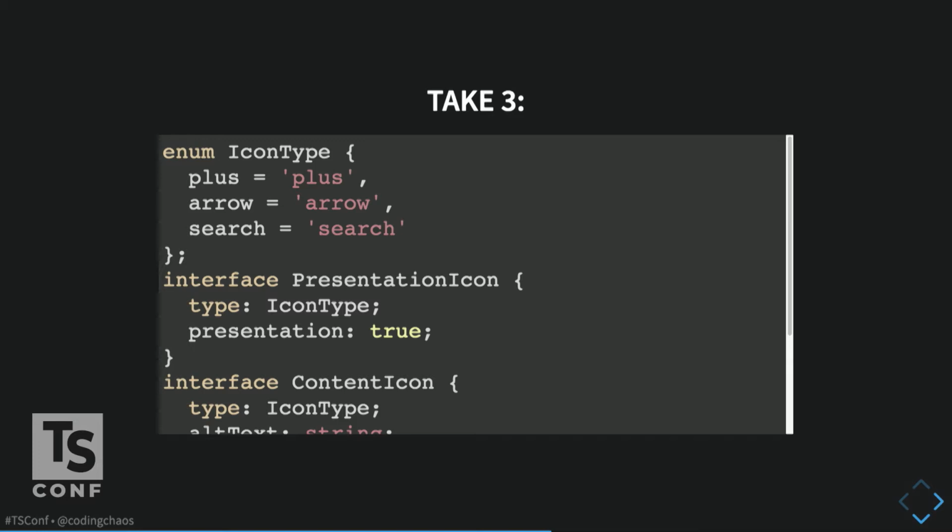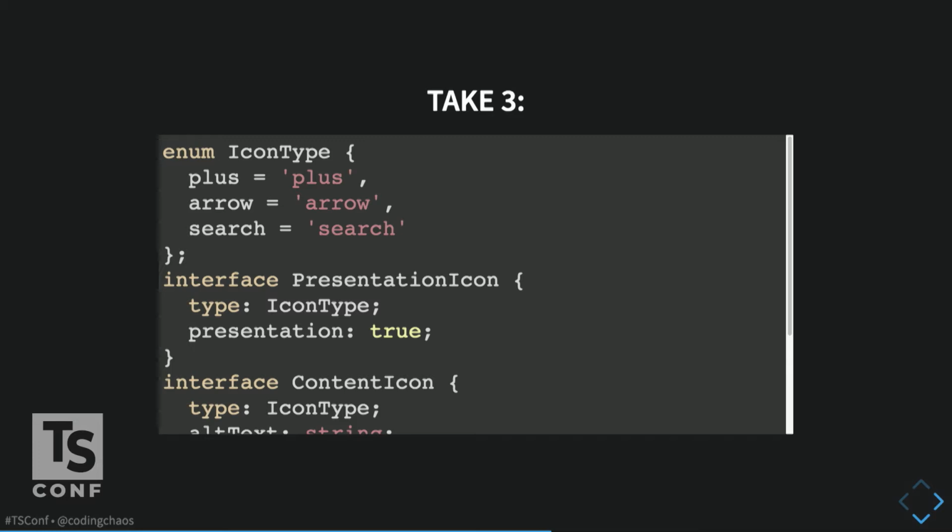You don't want to make alt text always optional, because then people will leave it off by default even when it's required. But by putting presentation true, you kind of force them to make a decision. Do I put presentation true, or do I put alt text with some string? And then below there, you can't see it, it'll say icon type, presentation icon or content icon, a union of the two, and optional label as string.